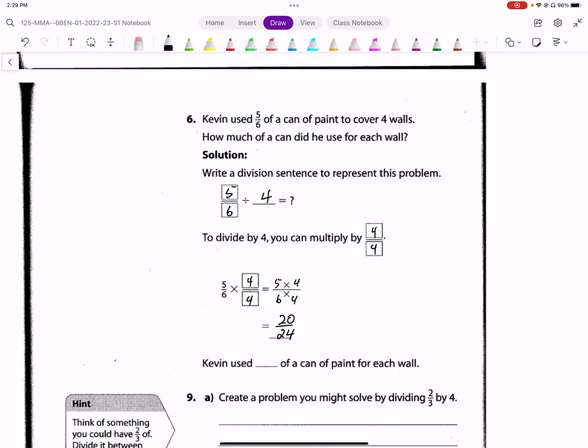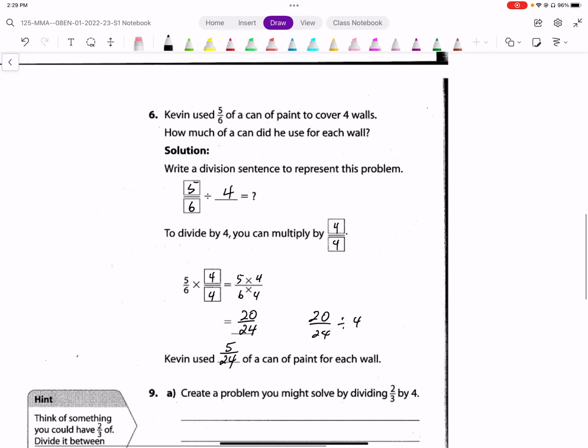Now I can divide by 4. So I'm going to divide this by 4. So I get 24 divided by 4. I'm going to end up with 5. 20 divided by 4 is 5 parts over 24. So the answer is going to be 5 over 24. So we want to get a numerator divisible by that whole number, and then we can do it that way.